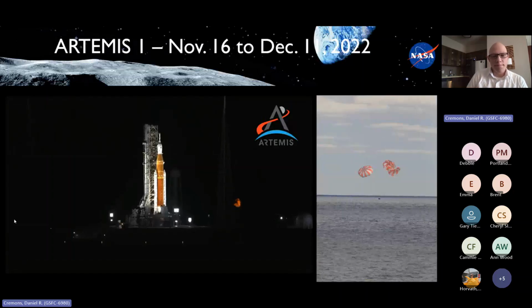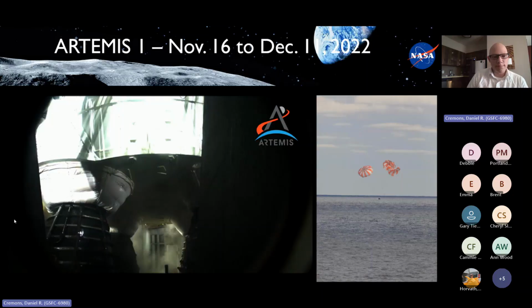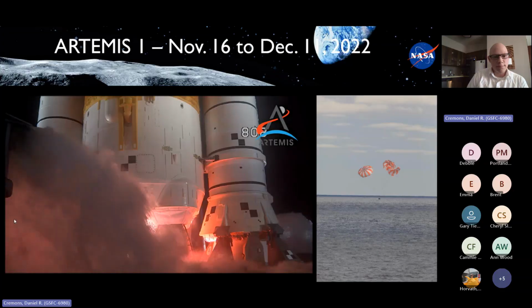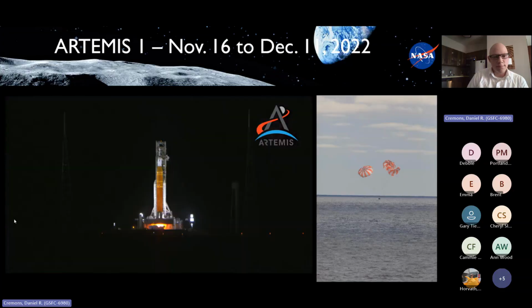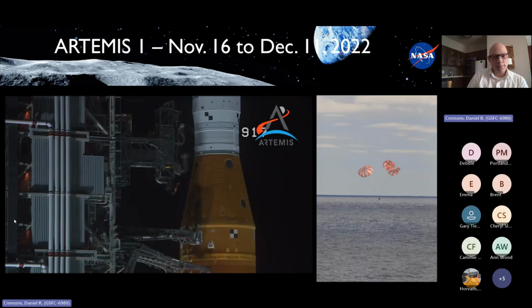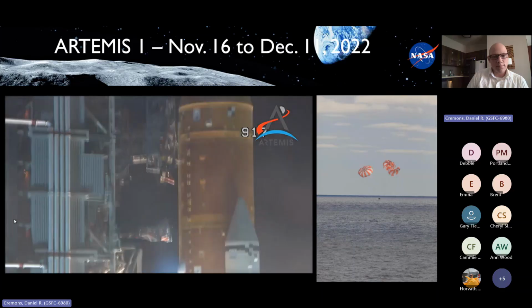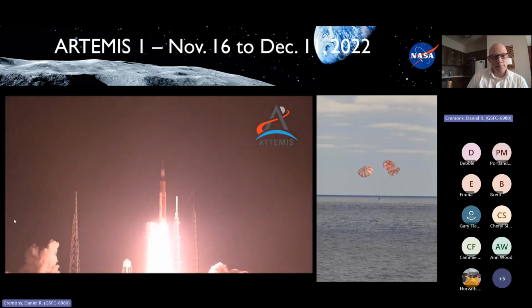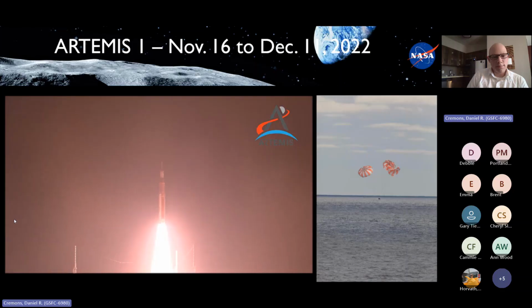And here we go. 10. Hydrogen burn-off igniters initiate. 7, 6, 5. 4-stage engine start. 3, 2, 1. Boosters in ignition. And liftoff of Artemis 1. We rise together back to the moon and beyond.